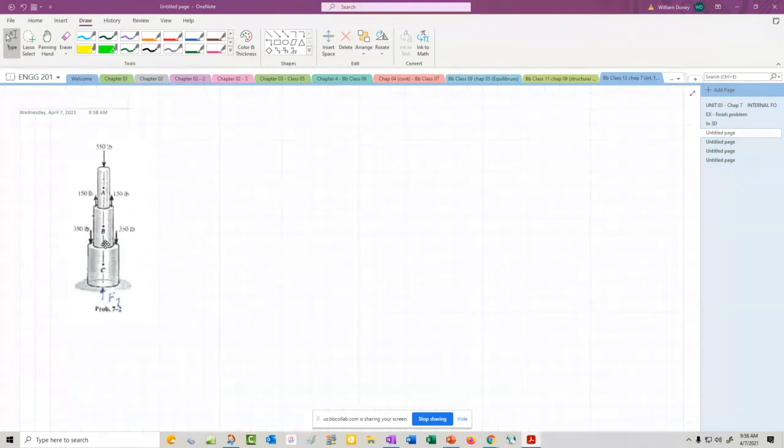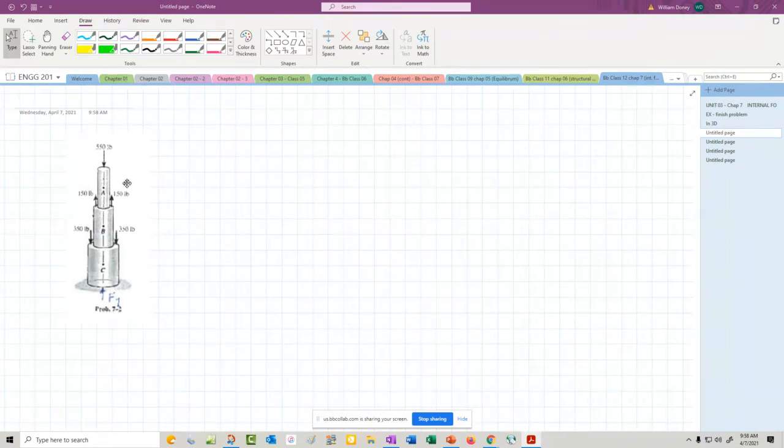Okay, so let's do that. And this one, as you look, we're going to be looking at points A, B, and C. I'll highlight there, A, B, and C.